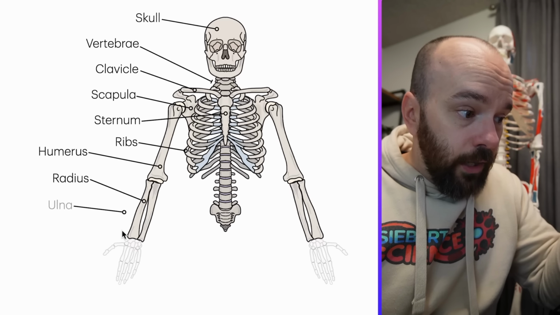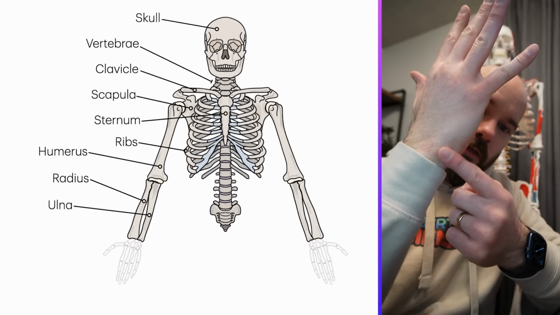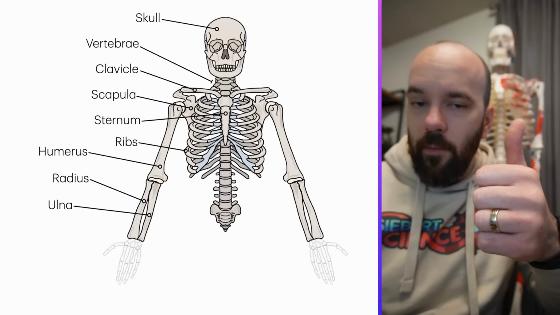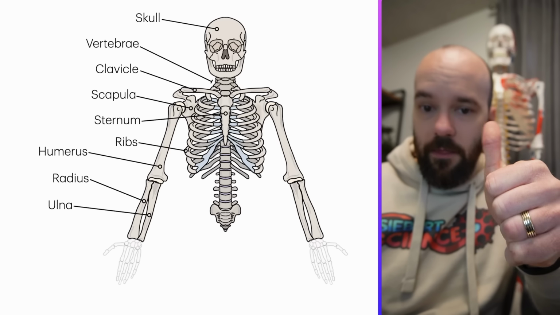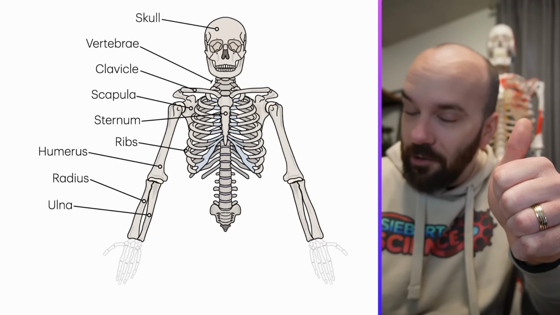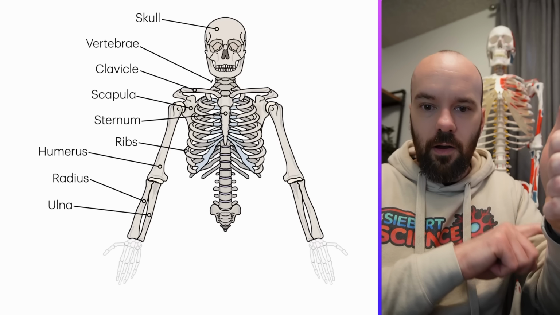And then for the ulna, we're just going to look on the pinky side. So the pinky is going to match up with the ulna right there. So pinky side will be the ulna. One way that I remember the radius is if I take my thumb, and my thumb can make a circle like this, and a circle has a radius, if you know your geometry. So I just remember the thumb makes a circle, and the circle has a radius.